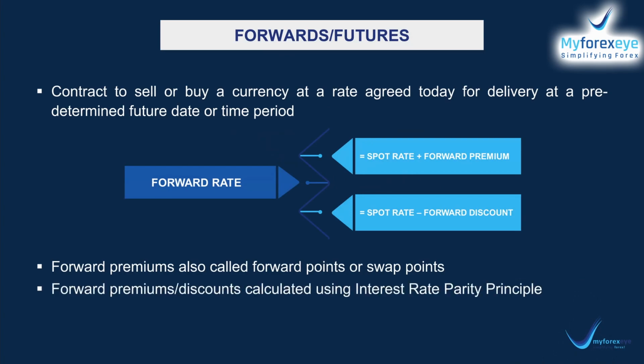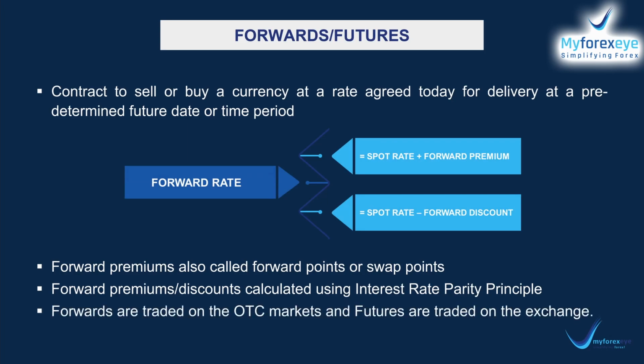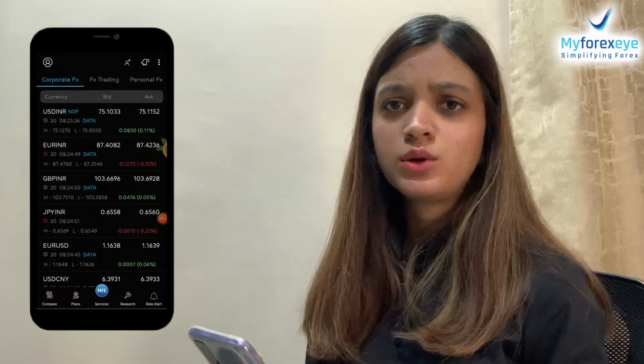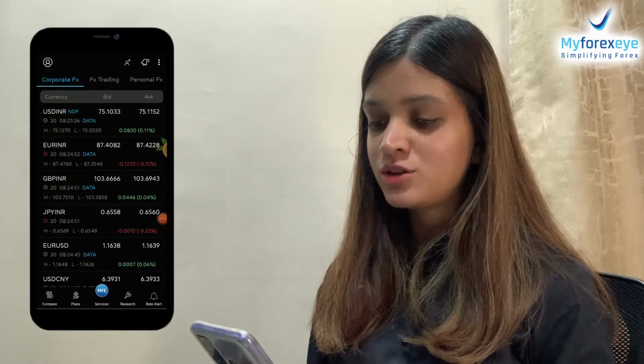And these premiums and discounts are calculated using the interest rate parity principle, which luckily you won't have to, as my ForexEye mobile application does that for you. Now, the major difference between the forwards and futures is that forwards are traded on the OTC markets and futures are traded on the exchange. Let's take a look at the My ForexEye mobile application now.